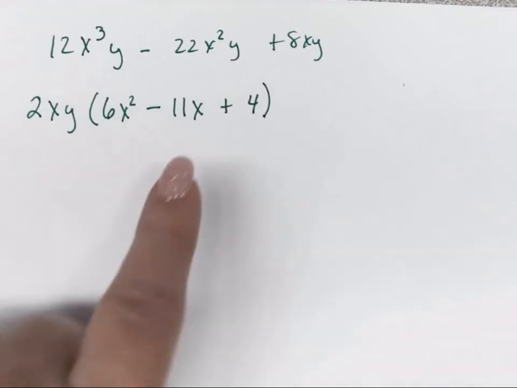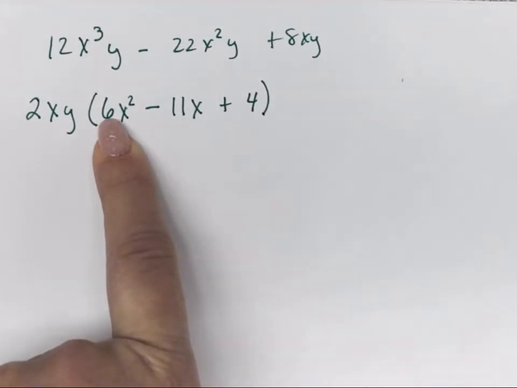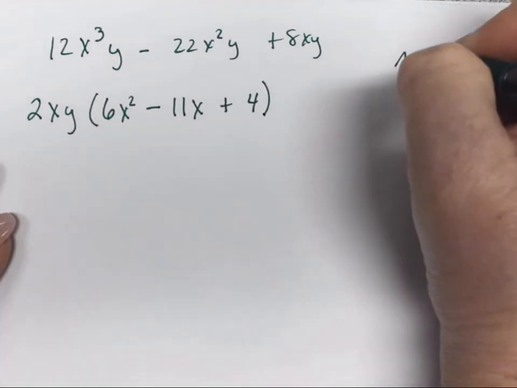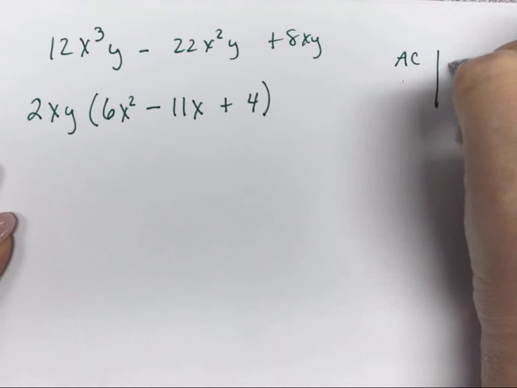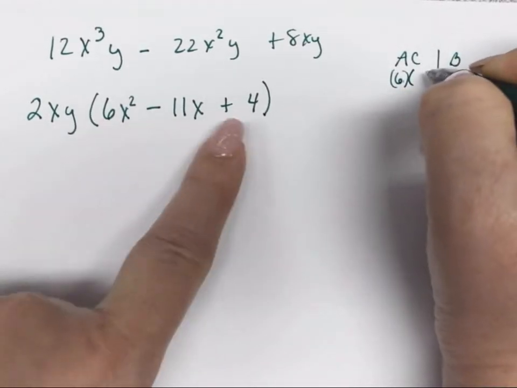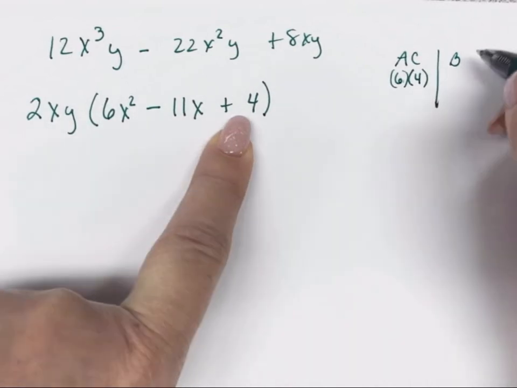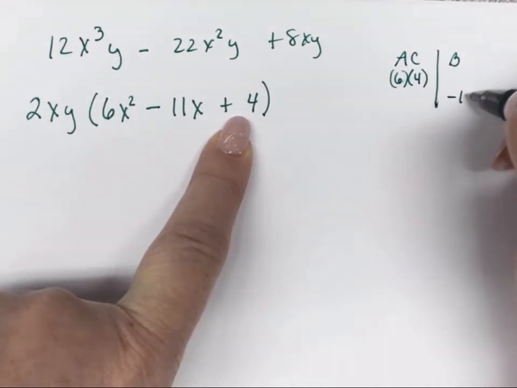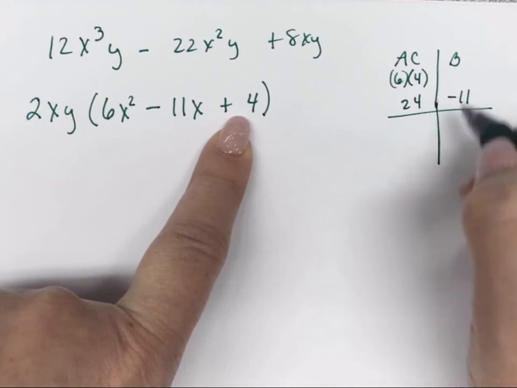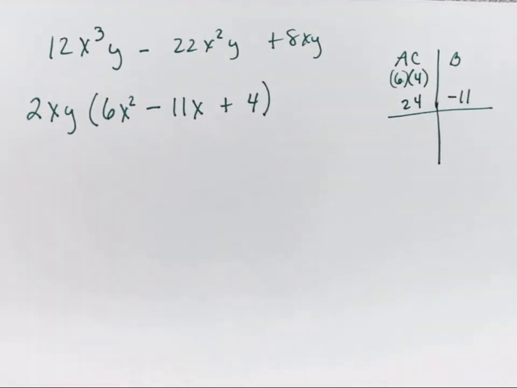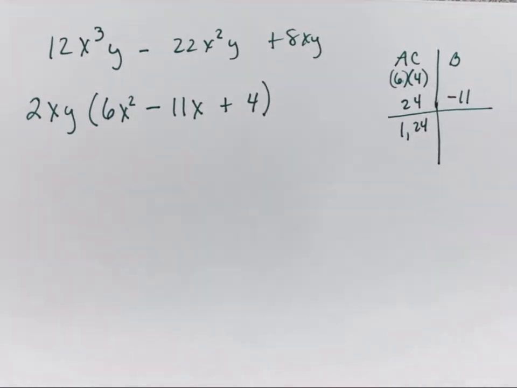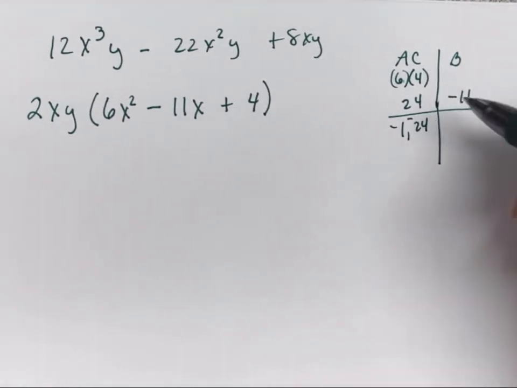So this one, I do not have a 1 up front, so I cannot go straight to that answer when I figure out the AC part. So A times C getting us to B. We have a 6 times a 4, trying to get to negative 11. So we have a positive 24 trying to reach negative 11. So starting with 1 and 24, I know that they both have to be negative.